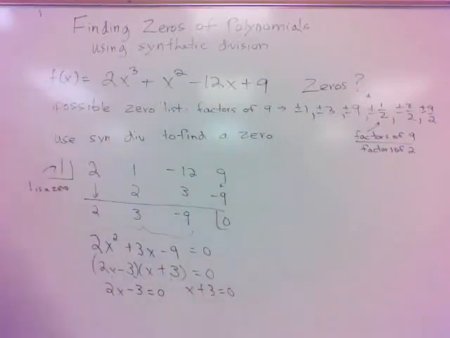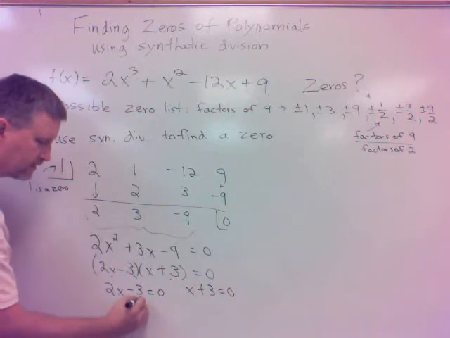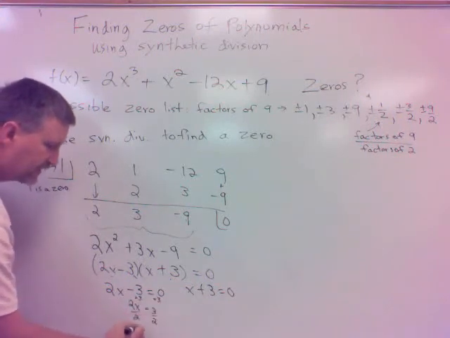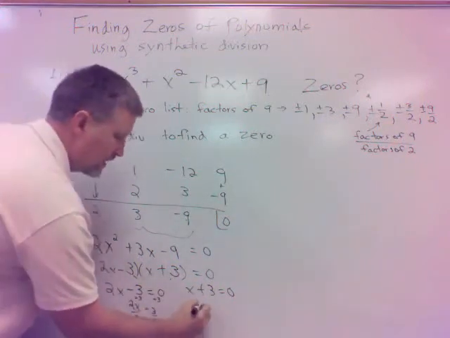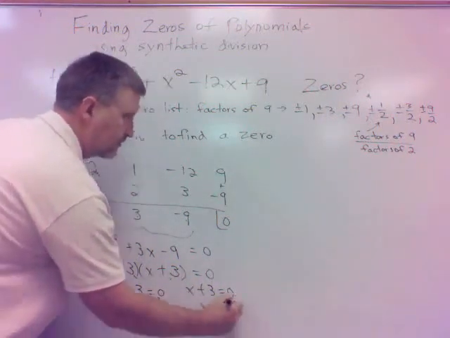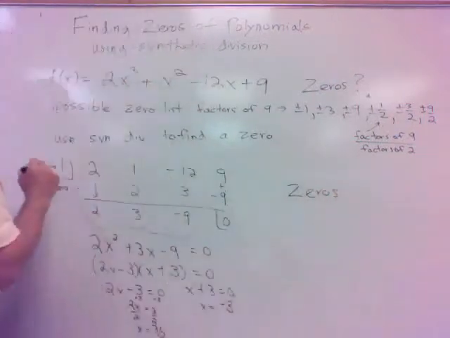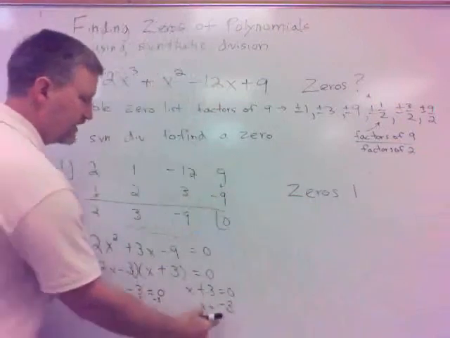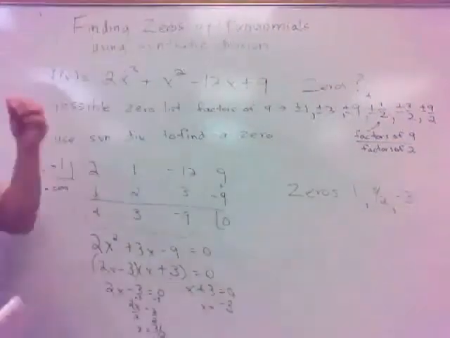This would give me add 3, 2x equals 3, then divide by 2, so we got x is 3 halves. Here subtract 3, so we got negative 3. So what are my zeros? Well, the one I found first was 1. Then I found the other two to be 3 halves and negative 3. Okay?